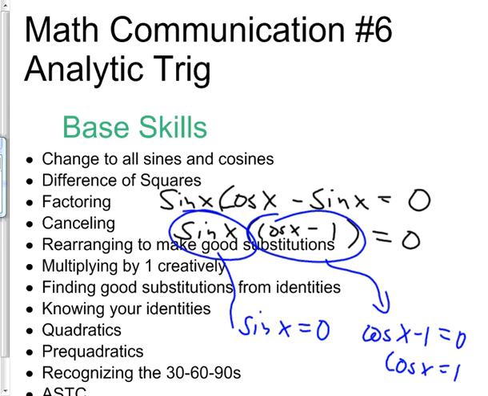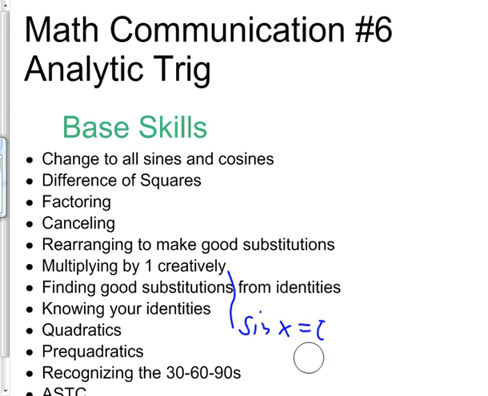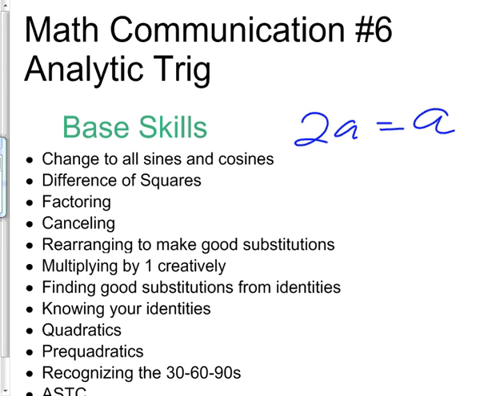Okay? Canceling. You can cancel stuff, but not always, not everywhere. Let me give you an example of something you can't cancel. Watch. There is a nice simple equation. 2a equals a. It's something that I don't think about very often, but if I divided by a on both sides, it seems like it should be allowed, but you can't.